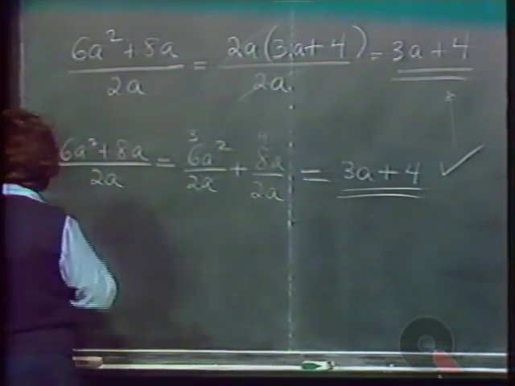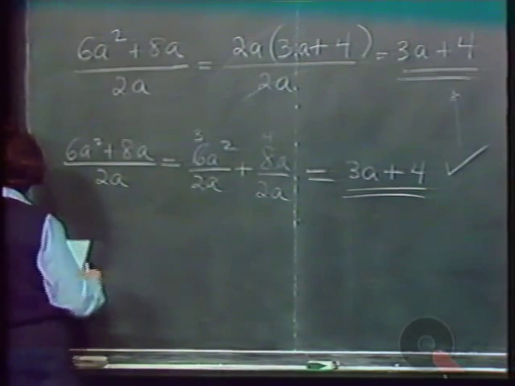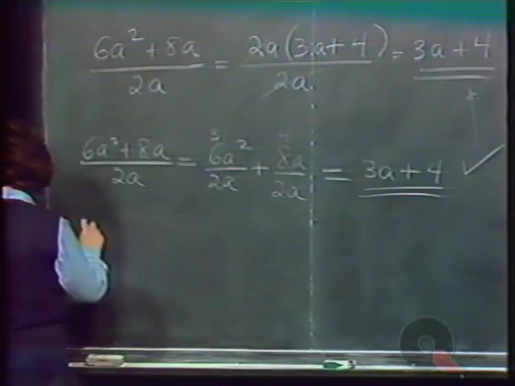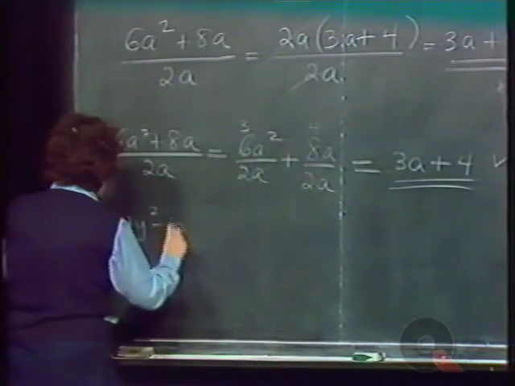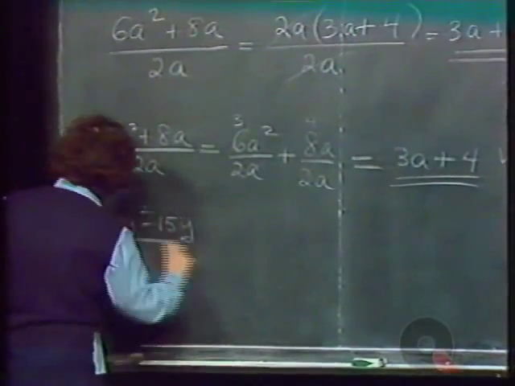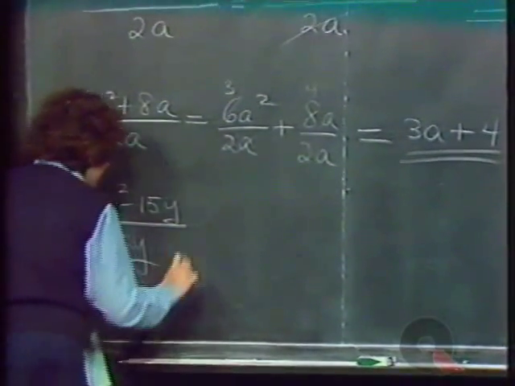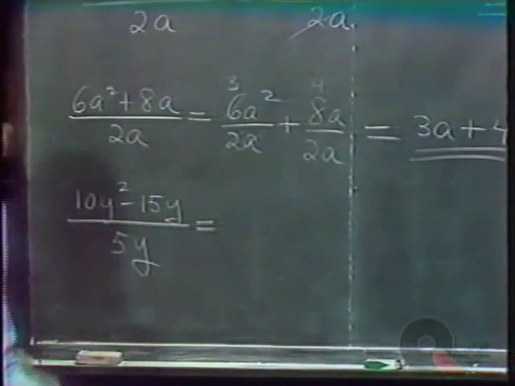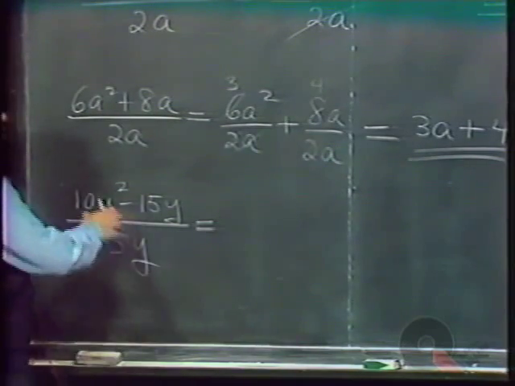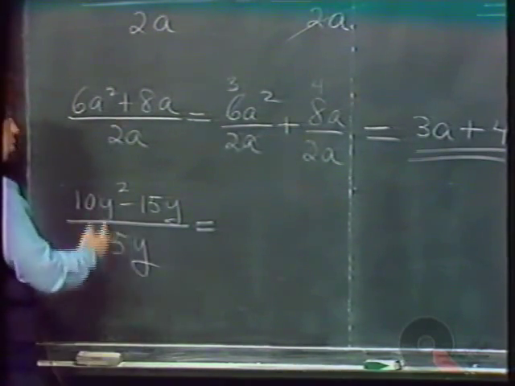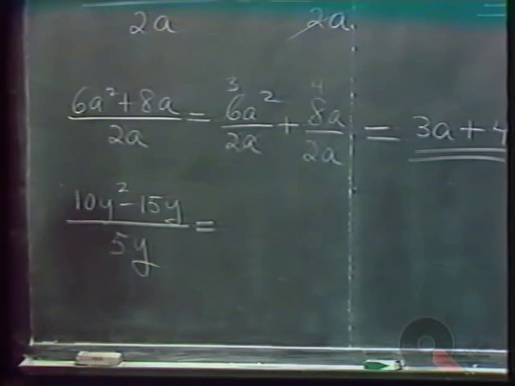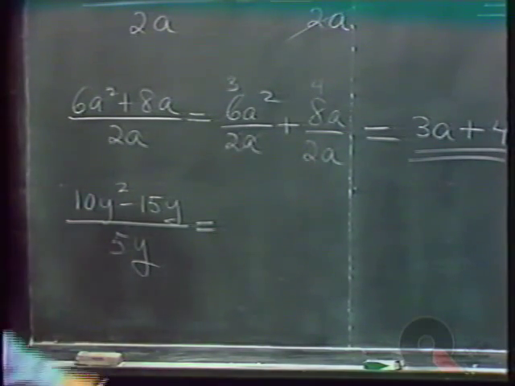Okay, let's try another problem like this. They might ask you to simplify 10y squared minus 15y over 5y. Okay, one thing you could do is to factor out, take the greatest common factor on the top and then cancel, or to break it up and put each term in the numerator over the same denominator. We'll do it both ways.